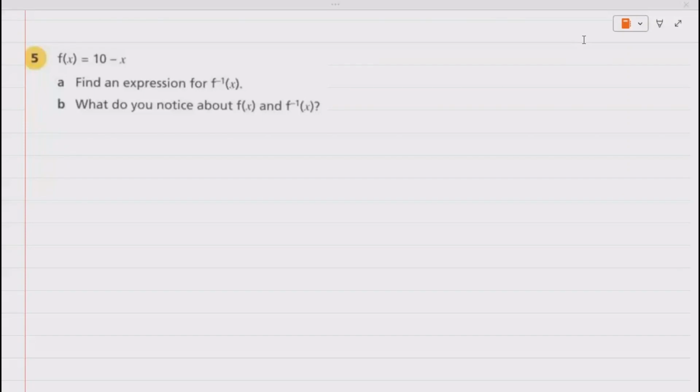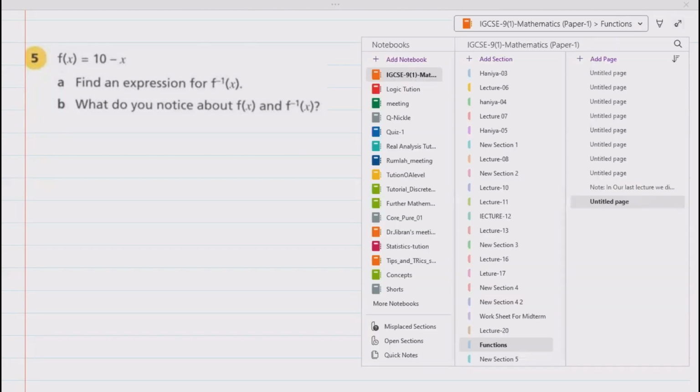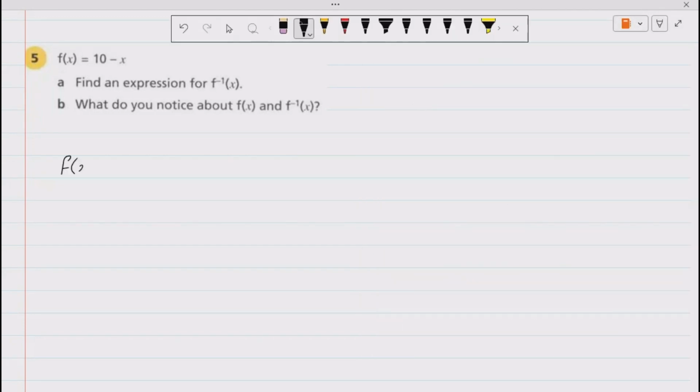Okay, so now let's do question 5. In question 5, they are giving us the function f of x equals 10 minus x. And in part A, we have to find the expression for f inverse of x. For this, we just replace f of x with y: y equals 10 minus x. Then this x comes here and this y goes there, so it becomes x equals 10 minus y, because we have to find the value of x with a positive sign. So this minus x comes here and becomes positive x.